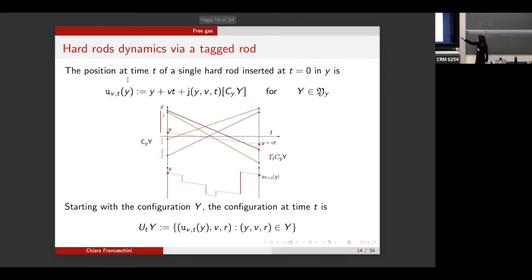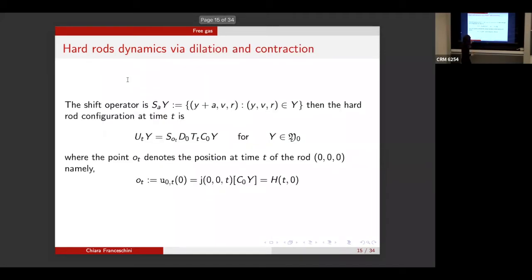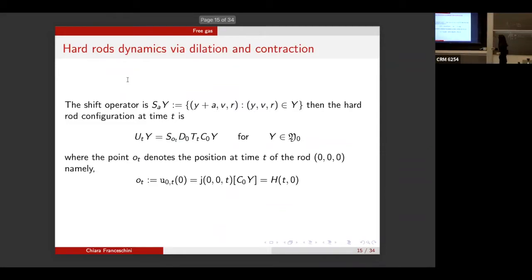It's this free dynamic y plus vt plus the contribution of all the rods for which you had a collision. So in this case, y_t is the one that is written at the end of the slide. Okay, and you see that you have to adjust. Yes, you have to take into consideration all the lines that cross the path you are interested in following. So this is the main point. Finally, using the dilation and contraction map, you can also describe the evolution of the configuration y.